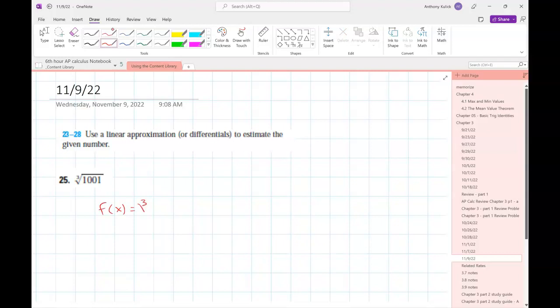So the equation that I'm going to choose to use is the cube root of 1,000 plus x. If I take the linear approximation of that equation and evaluate it at 1, that'll be about the same thing as the cube root of 1,001. Everybody cool with that? Now the question becomes, why did I pick 1,000 plus x to put under the cube root?